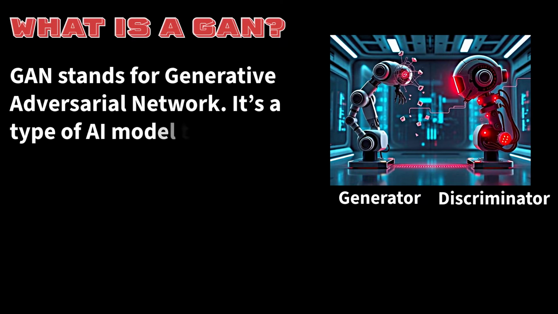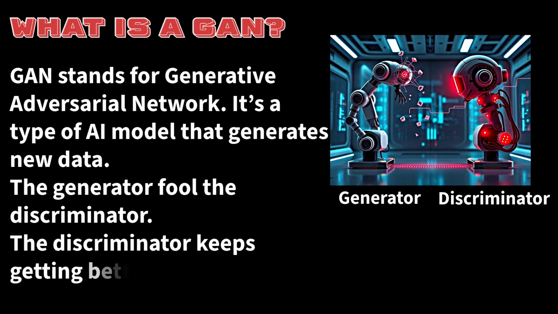What is a GAN? What if AI could dream? GANs are like two AIs playing a creative game, and the results are stunning. GAN stands for Generative Adversarial Network. It is a type of AI model that generates new data like images, music, or text that looks exactly like it came from the real world without any artificial features.